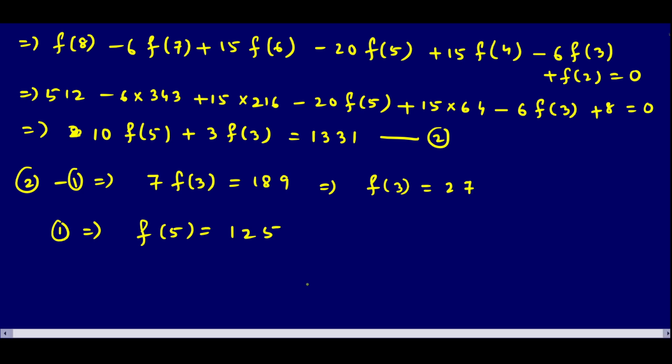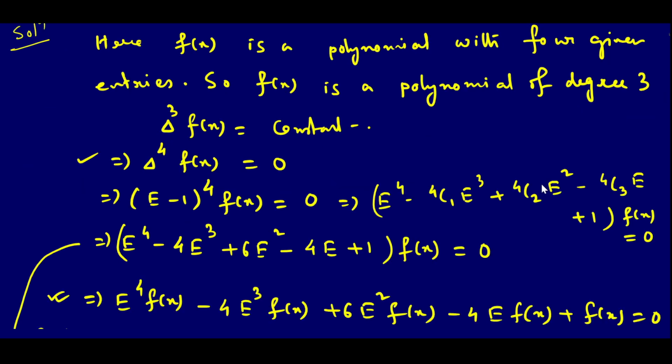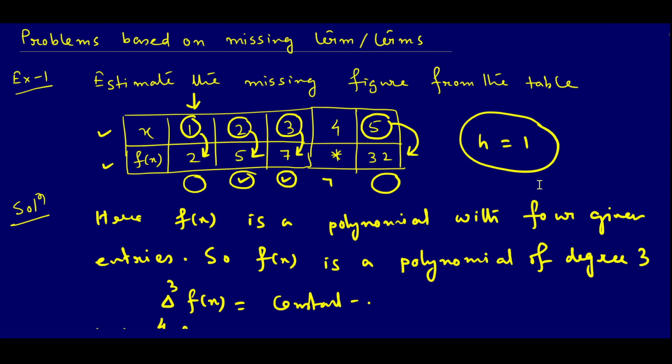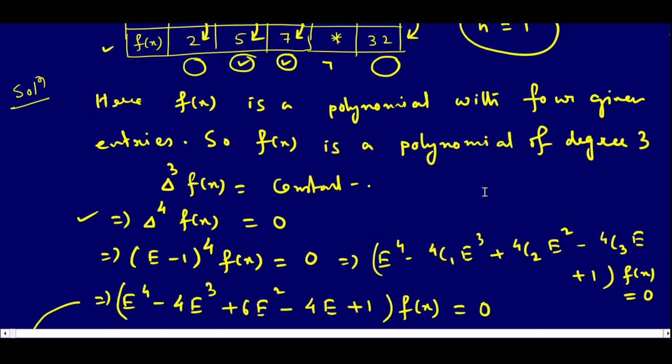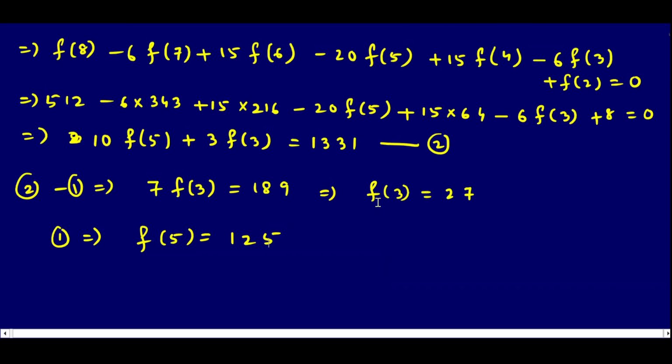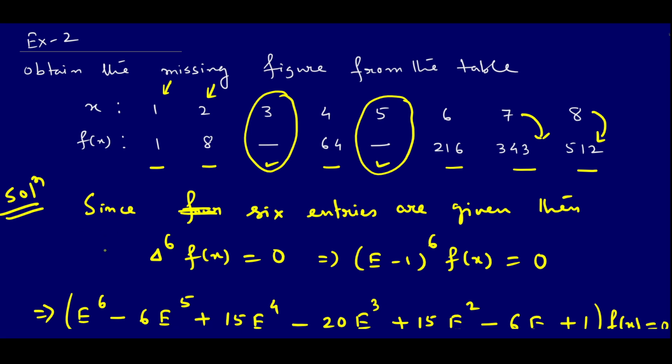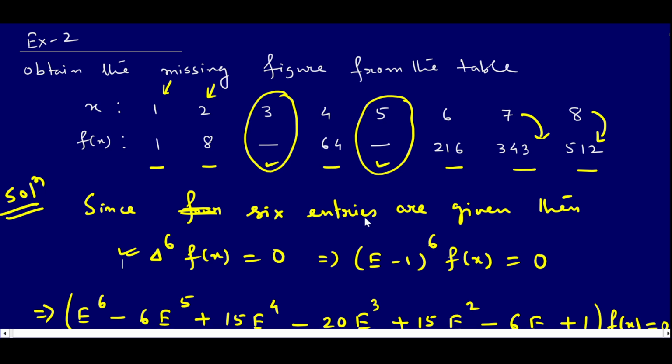Just remember, in problem number 1, how many missing terms are there? Only one missing term, and 4 entries are given. Since 4 entries are given, delta to the power 4 f of x will be equal to 0. In problem number 2, 2 missing terms are there, and 6 entries are given. So delta to the power 6 f of x will be 0. Then we use the relation between delta and E, and simplify. I hope it's clear to all of you.